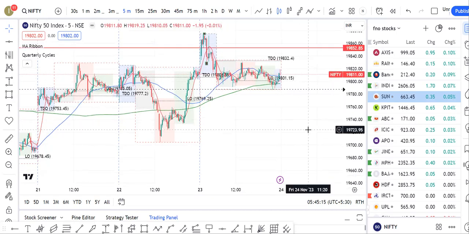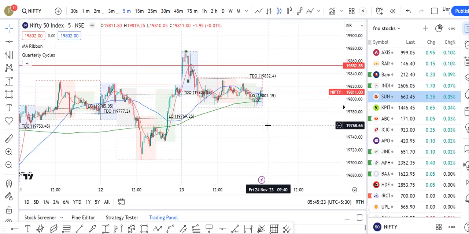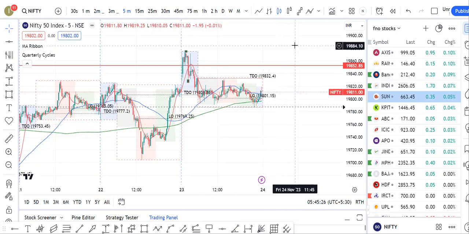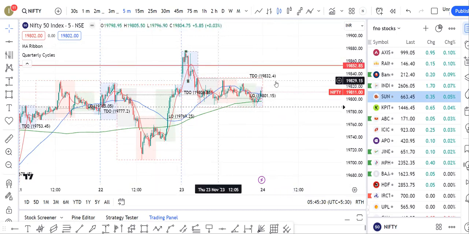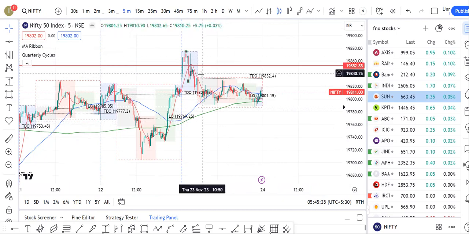We have to see what is the intention of the market. If the intention of the market is to go up, it will come down, seek the liquidity down, and then it will start moving higher. So you need to wait and watch for the today's session. This you can apply quarterly cycles so that you will come to know, or otherwise you can mark the time frames.